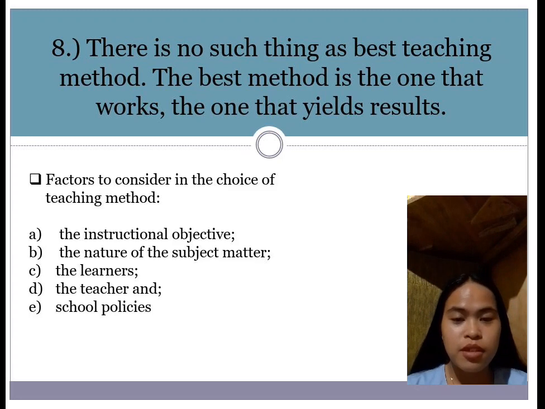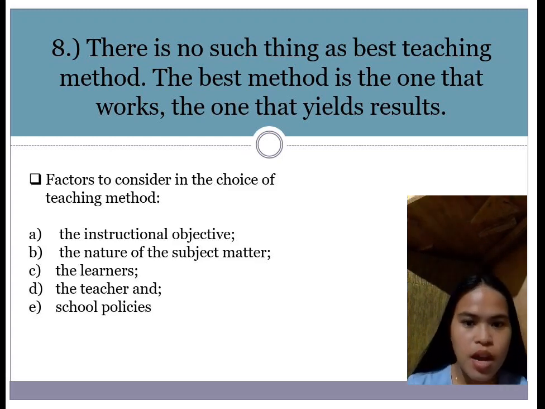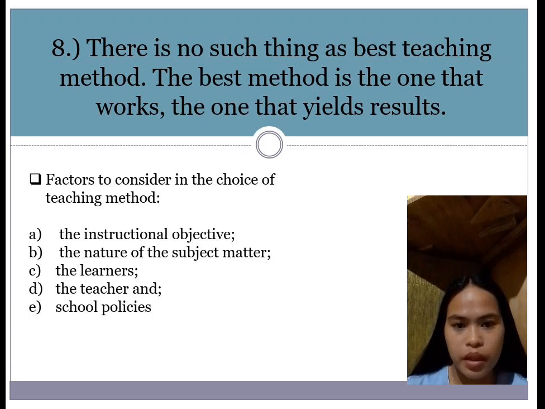And now we are down to the last principle, which states that there is no such thing as best teaching method. The best method is the one that works, the one that yields results. So there are factors to consider in the choice of a teaching method. These factors are the instructional objective, the nature of the subject matter, the learners, the teacher, and of course, the school policies.